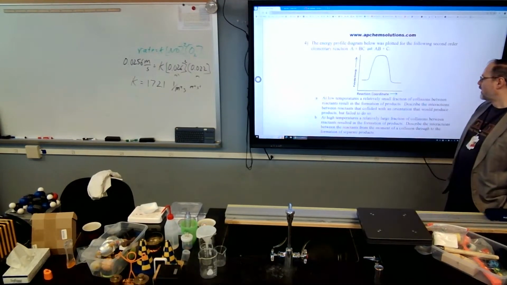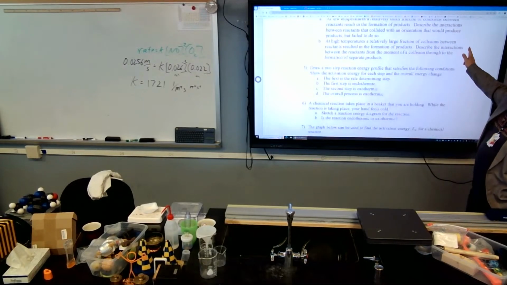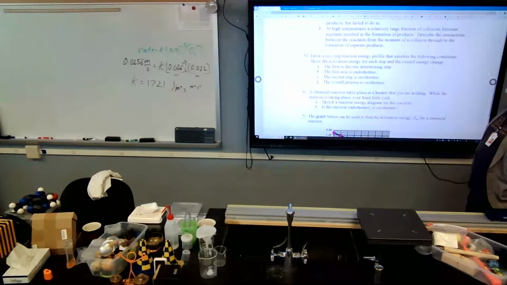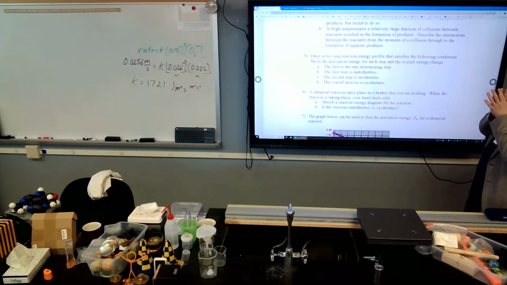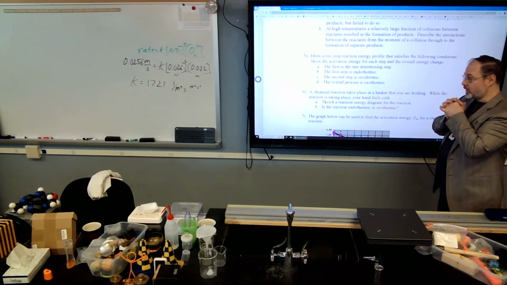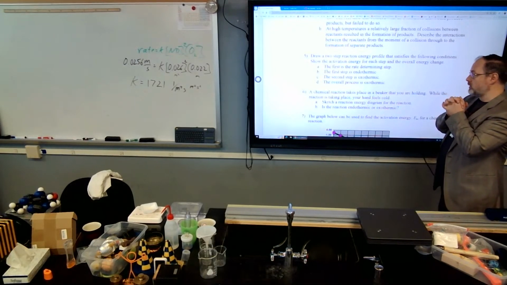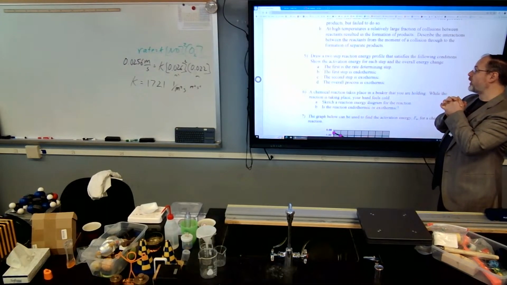Okay. Again, I don't know that you're ever going to see this tested, but just in case. Draw a two-step reaction profile that satisfies the following conditions. This is just like the little worksheet we had, where we had to draw the humps. Show the activation energy for each step and the overall energy change. We don't have any numbers, that's okay. The first step is the rate determining step. The first step is endothermic. The second step is exothermic. The overall process is exothermic. Give it a try.